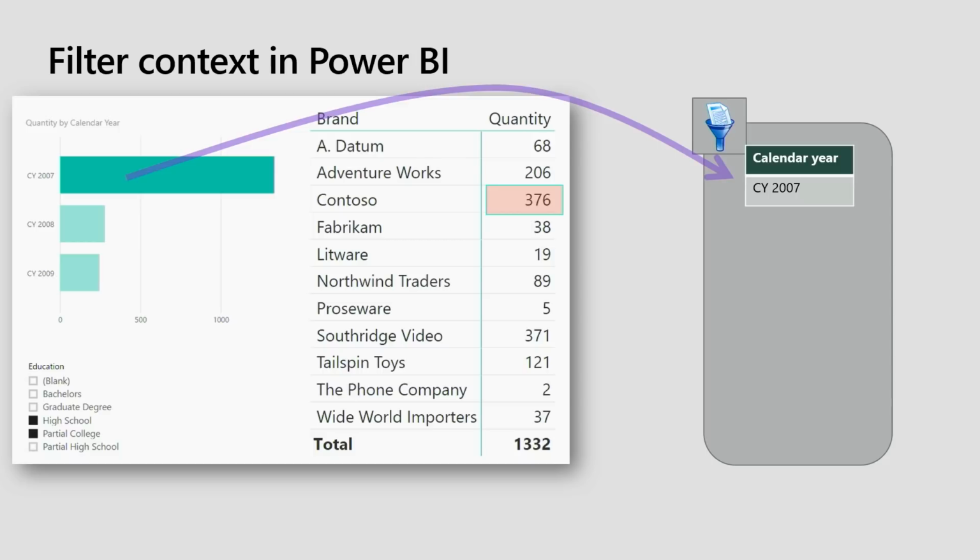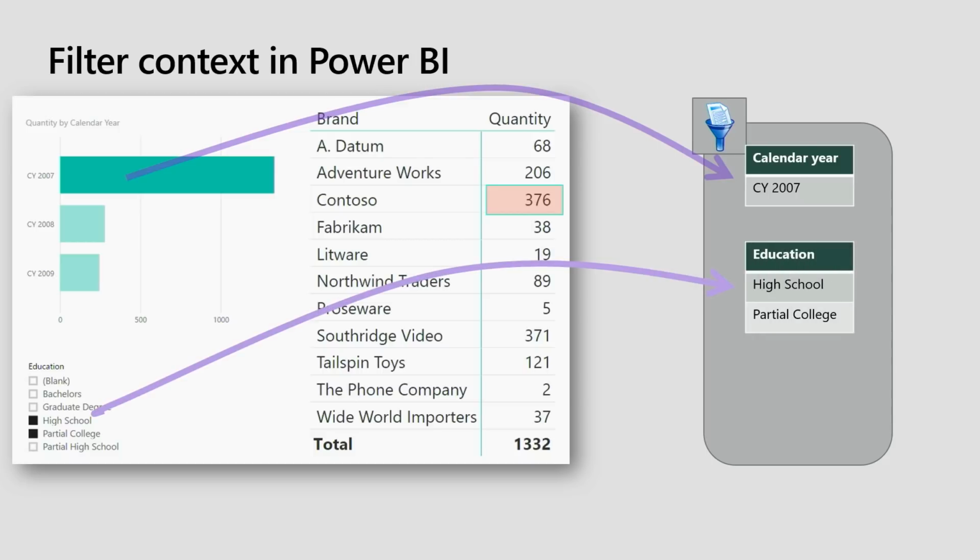And then if we look at the report, there is a slicer that has a multiple selection. So there is another filter in the filter context that says education can be only one of these two values. And finally, the quantity value that we highlighted is in a particular row of a matrix. And this matrix has a value of one brand in that row. So the third filter in the filter context says brand must be Contoso. So the way we describe the filter context is through a list of values.